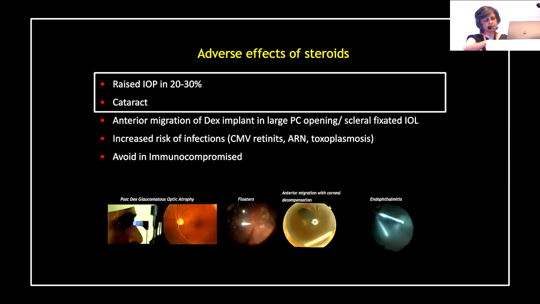Dex implant can migrate into the anterior chamber if there is a large opening, as with a scleral fixated IOL. As you see in the picture second from right, that's my own patient, scleral fixated IOL, and it can cause a corneal decompensation with very high IOP. This we were able to remove in an emergency, and the patient was doing well.